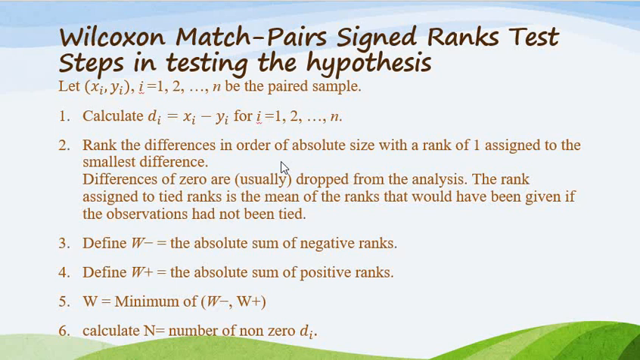So we get a negative sum, but W minus is defined as only the sum, not the minus sign. Similarly, we calculate W plus as the absolute value of the positive sum. And we define W as the minimum of W minus and W plus. So the minimum value between W minus and W plus is taken as W, and n is the number of non-zero di.